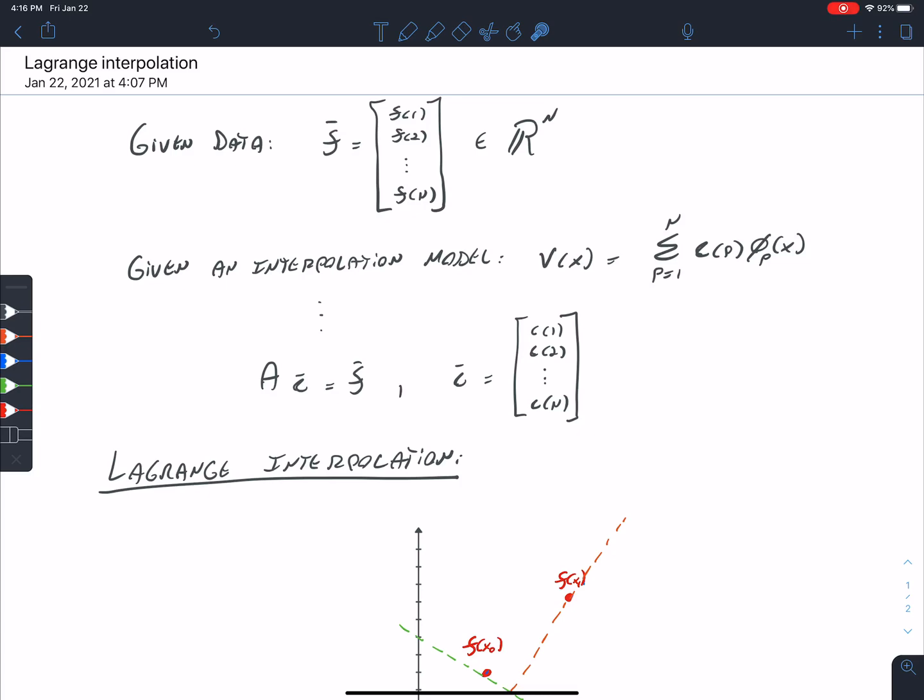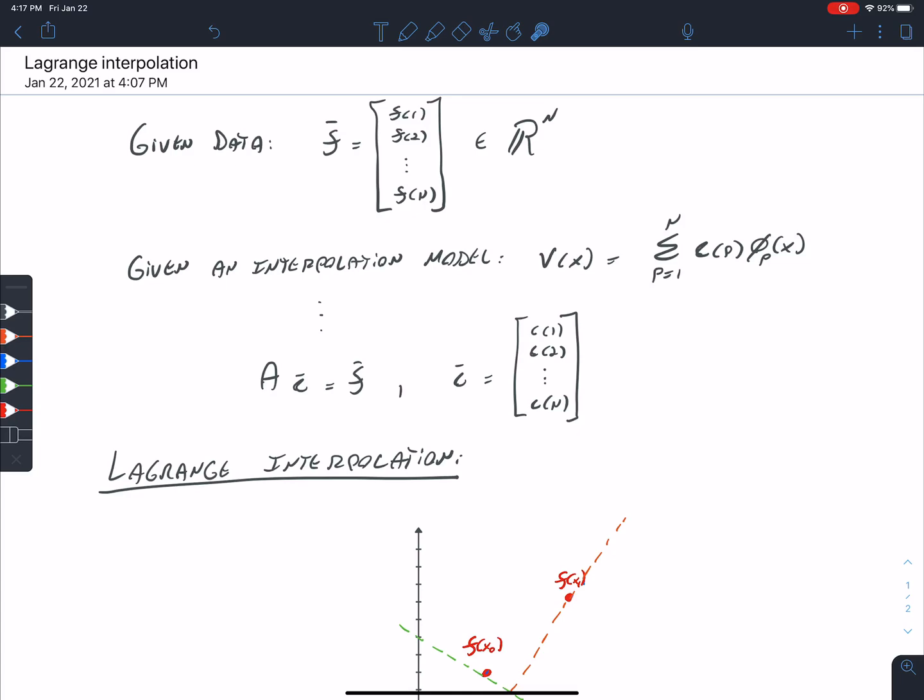We started talking about interpolation a little while back, and the whole goal of interpolation is you're given some data, and the data here were written in the form of a vector, a given vector. So f is a vector here, whose entries are f of 1, f of 2, and so on, all the way through f of n. So we can say that this vector f belongs to the set of ordered numbers in R^n, right?